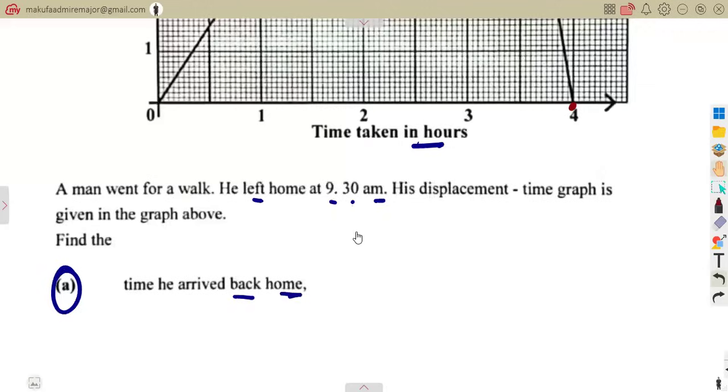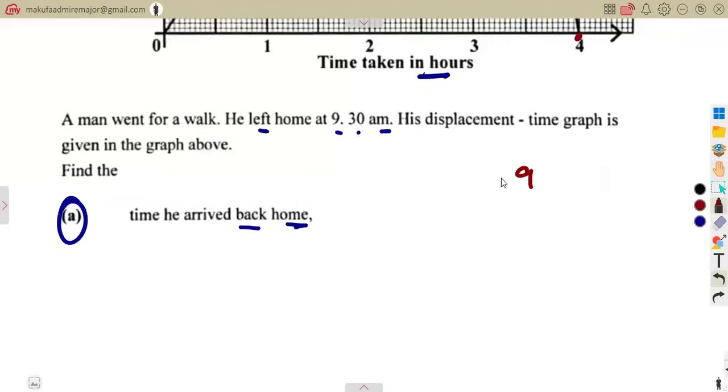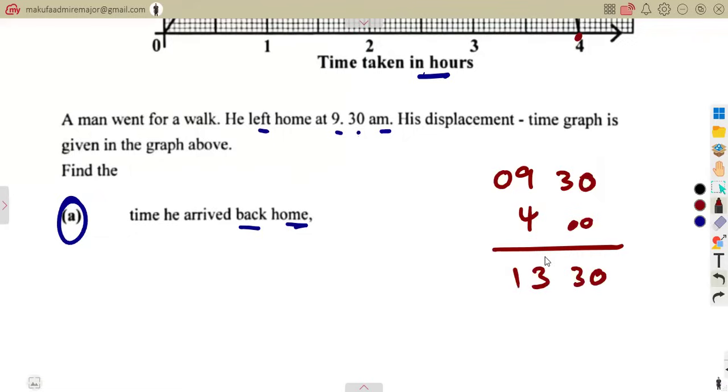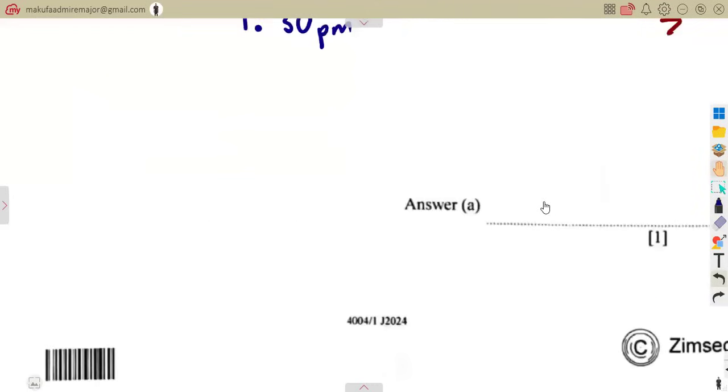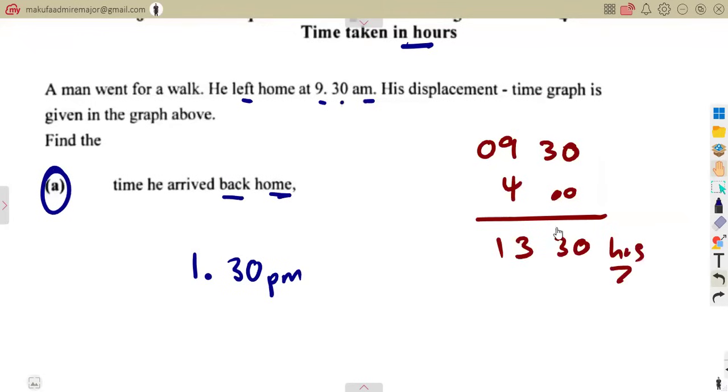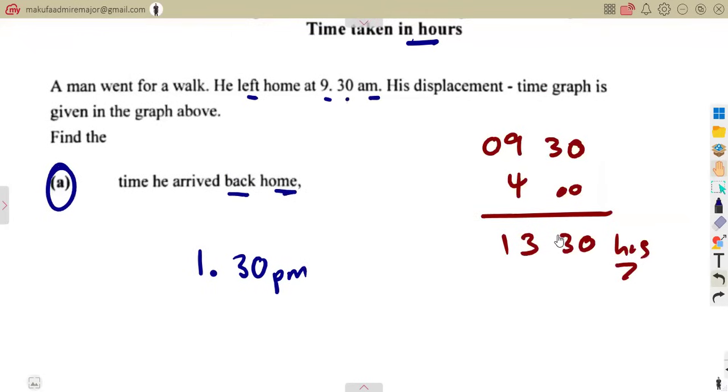But he left home at 9:30 a.m., so we simply add the 4 hours that you're given to 9:30. That gives 13:30 hours, or you can write it in 12 hour time, which is 1:30 p.m. if you wanted to have it that way. The time is already given on the diagram, time taken for the whole journey, but you have to add it to the time that he left home.